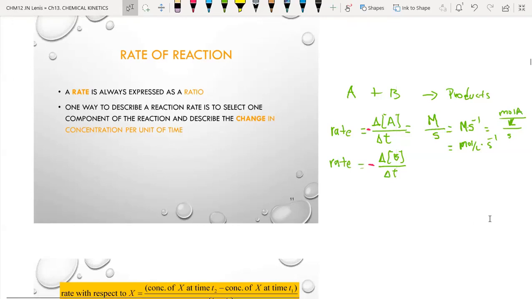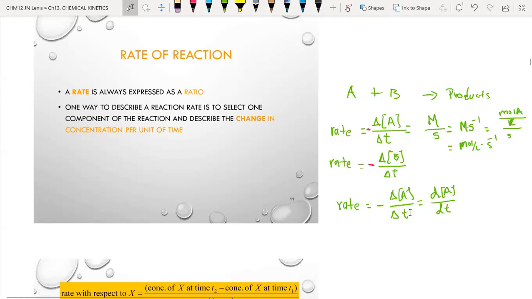Another way to express this, for example, when you say the rate of the reaction equals negative delta concentration of A over delta time. So the derivative of this, you can say d, using lowercase d, the concentration of A over dt.